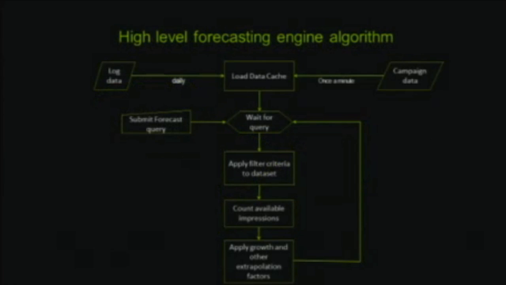At a very high level, we thought the forecasting engine would have an algorithm something like this. Basically, we would have a cache of data, loading data sets from Hadoop and from the Postgres database. Once the data was loaded, on submission of a query, we would apply different filtration criteria based on the targeting information that has been provided. Then we count all the available impressions and apply a bunch of growth and other extrapolation factors to make sure that the results give the values for the total population.